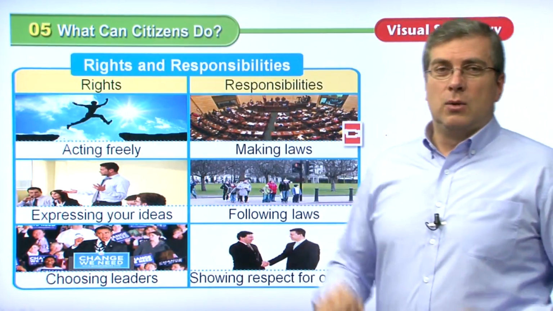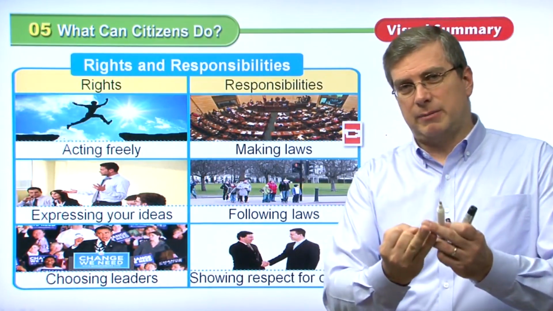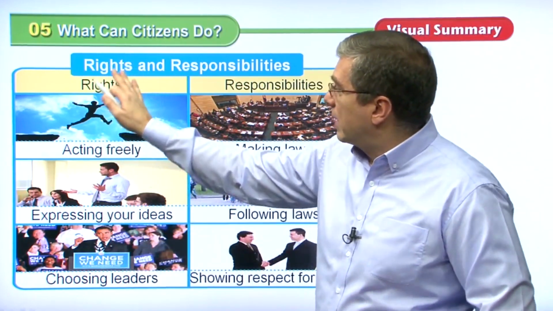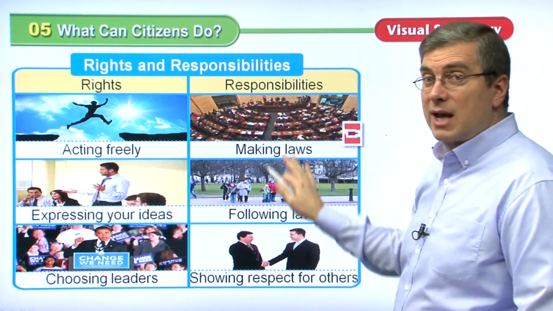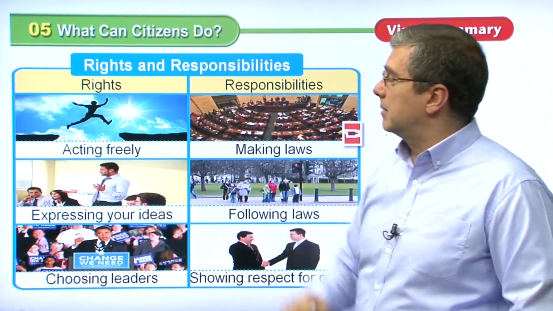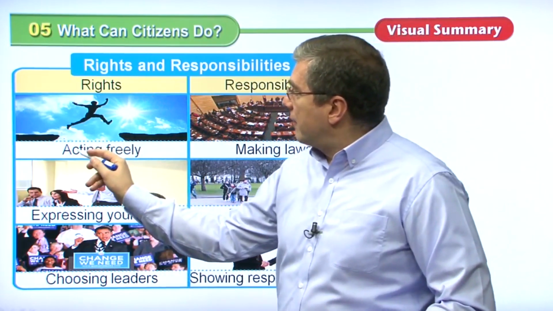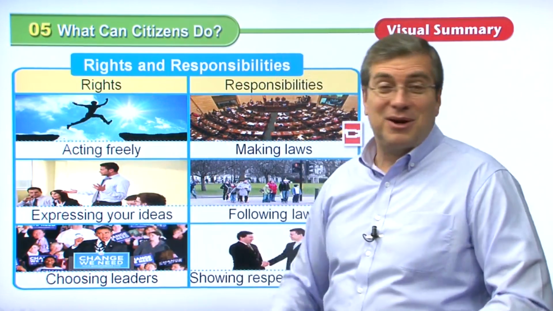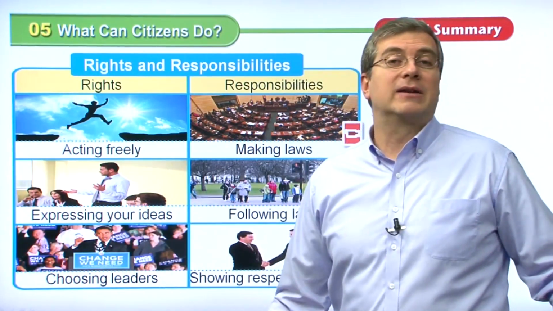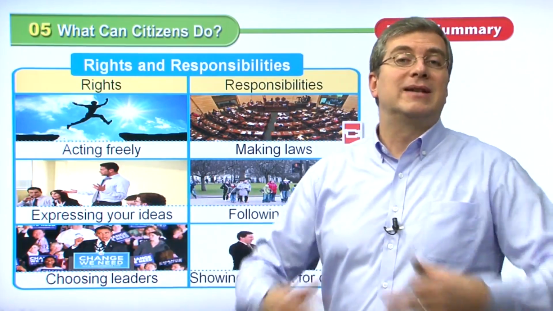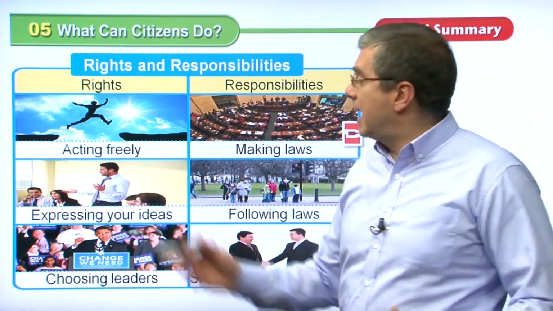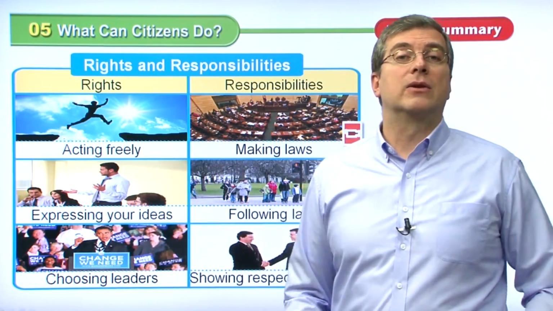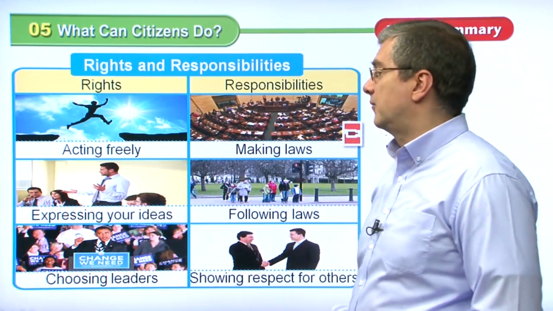Now, this is interesting. We've talked about rights. We talked about responsibilities. Let's look at some examples of those. Over here on the left side, we have rights, and over here on the right side, we have responsibilities. Let's take a look at them. Over here, we have rights. We have the right to act freely. Now this is kind of dangerous what this guy's doing, but he has the right to act with freedom. He has the freedom to act the way that he wants to act. That is acting freely. That is our right in a democratic society. We can act the way that we want to.